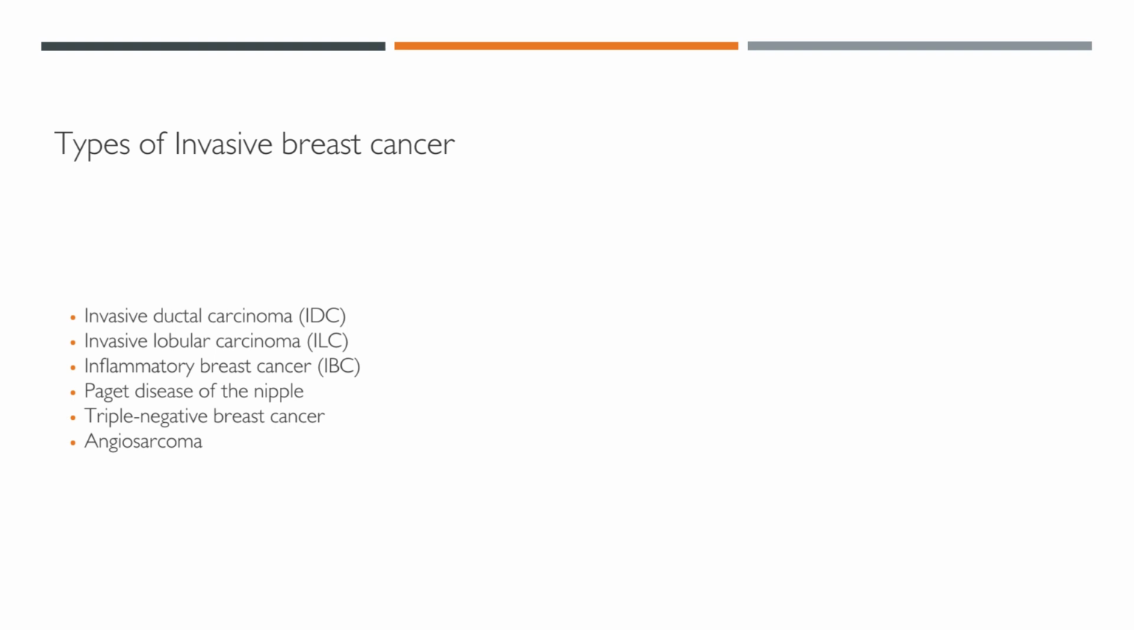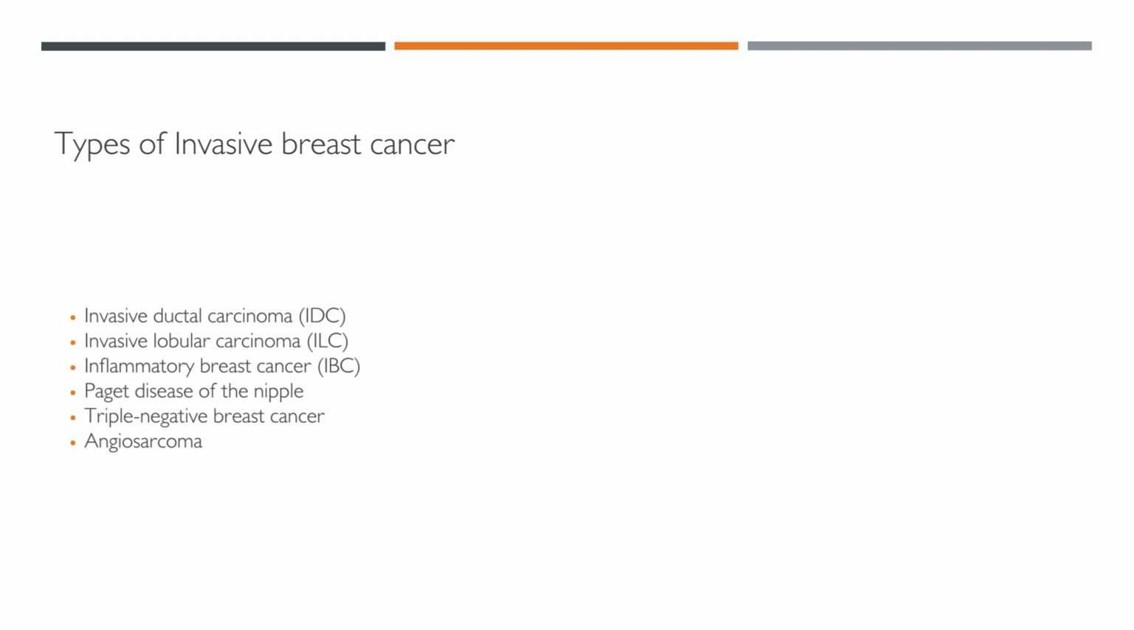Types of invasive breast cancer. Invasive ductal carcinoma is the most common type of breast cancer. It is in the milk ducts and invades nearby tissue. Invasive lobular carcinoma first develops in the breast lobules and invades nearby tissue. Inflammatory breast cancer is rare but aggressive and makes up 1 to 5% of all breast cancer cases. It blocks lymph nodes so the lymph vessel cannot drain.